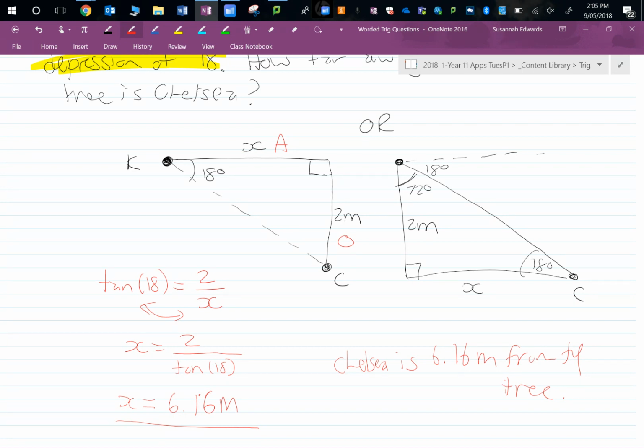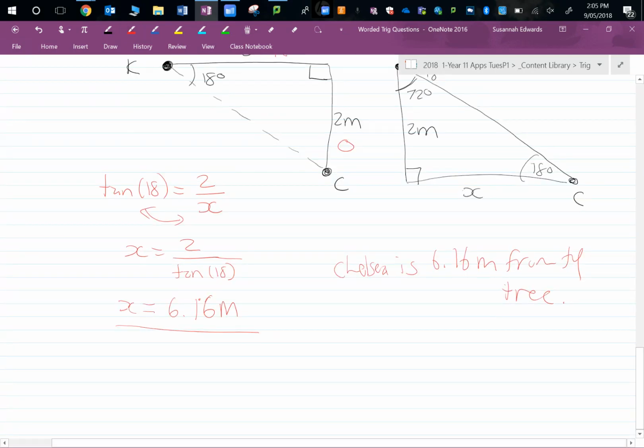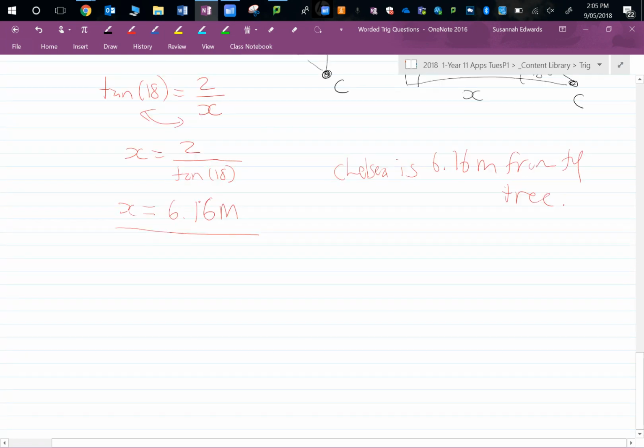So I'm going to give you some questions from both 10A and 10B. The 10A questions are angle of elevation, 10B questions are angle of elevation and angle of depression, and the 10A ones are the harder ones as we go. So we will work through some of these tomorrow as well.